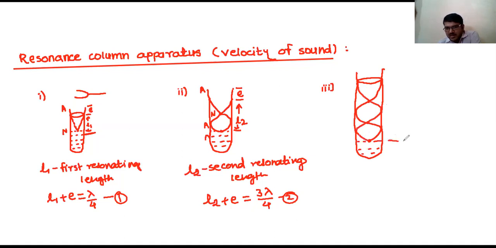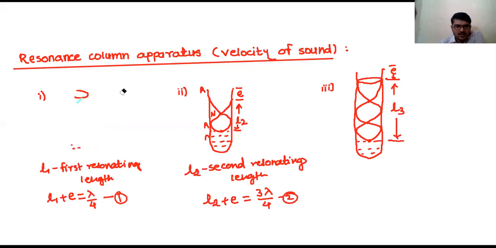Now see here, I am drawing like this. So this to this is what now? Your third resonating length, L3. Okay, and this is your end correction. You draw little bigger diagrams. Here also I want to draw this diagram again because it is very small. So let me draw again. You can see I am drawing a little bigger diagram so that you will understand perfectly what the resonating length is here.